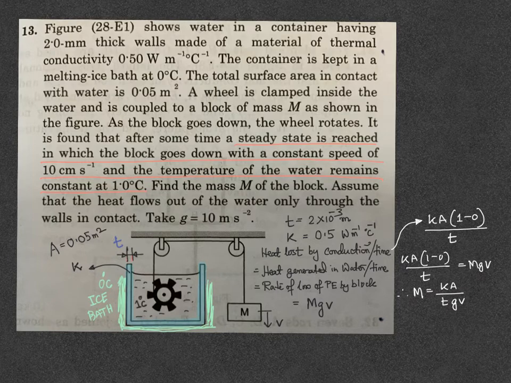So here you can calculate: K as 0.5, into area 0.05, divided by thickness 2 into 10 to the power minus 3, g as 10, and velocity as 10 centimeter per second. So 10 into 10 to the power minus 2.